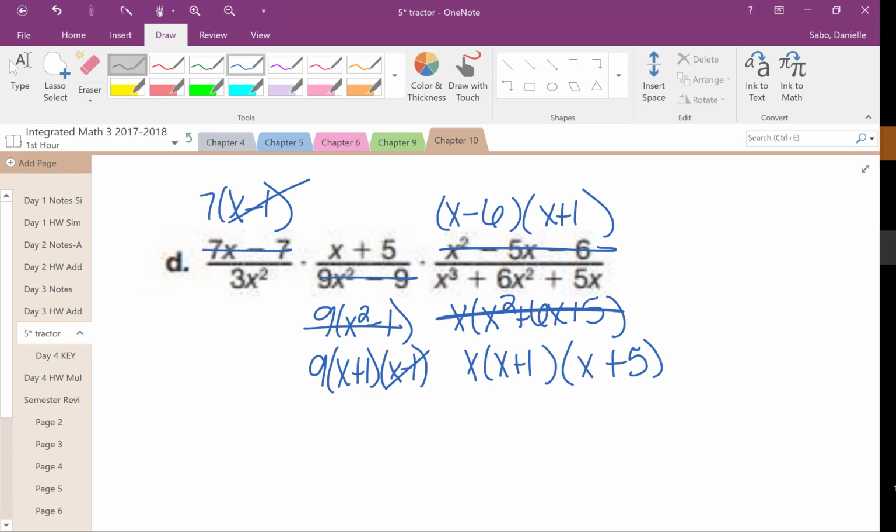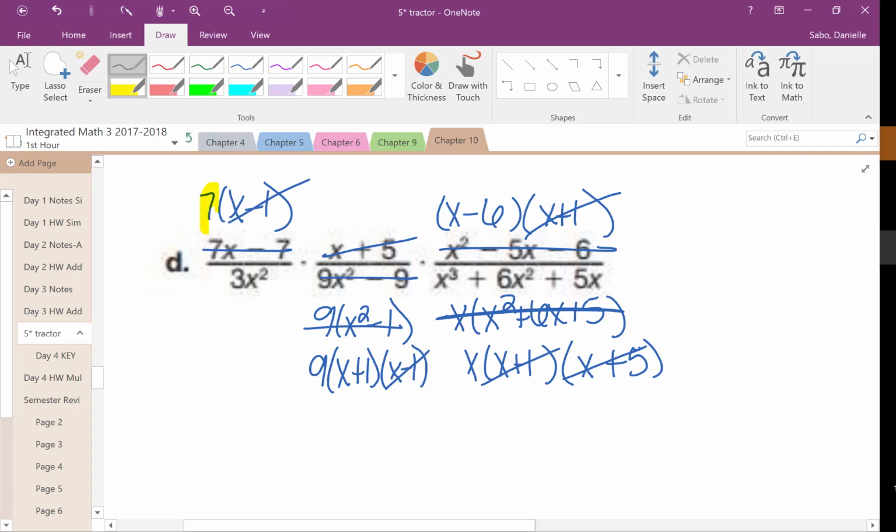X plus 5, is that on the bottom? Yes. Gone. Goodbye. X minus 6, is that on the bottom? No. What about x plus 1? Yes. There's 2 of them. It doesn't matter which one you choose. Just choose one of them. It can only be one. If you had 2 x plus 1s on the top, then you could cancel them both. But we can't.